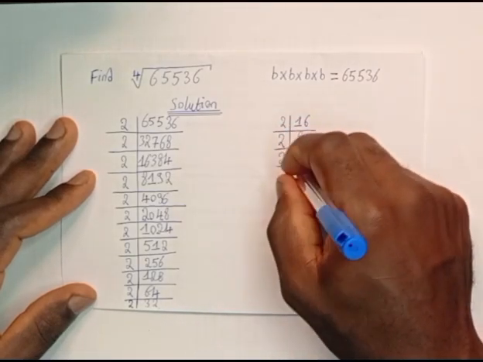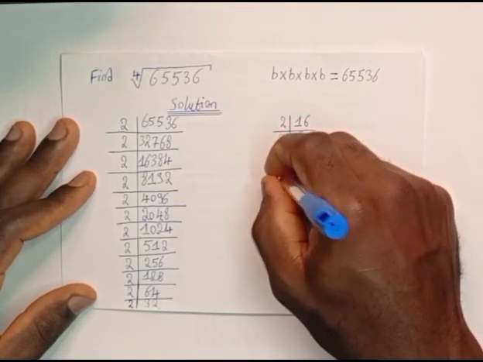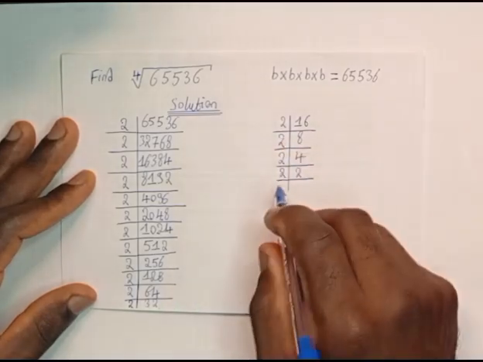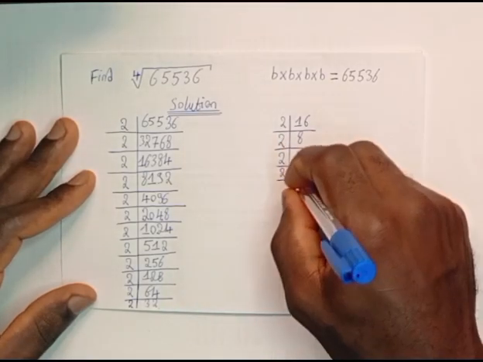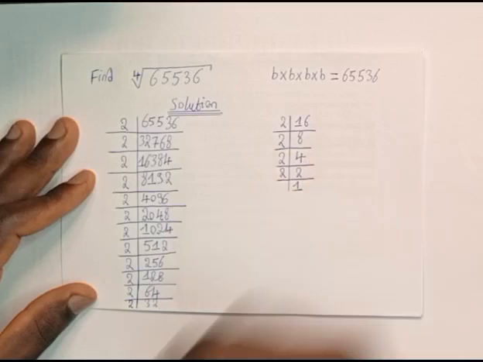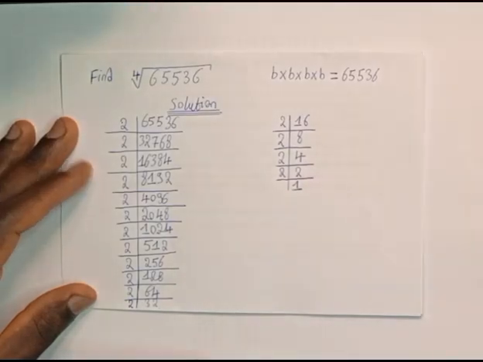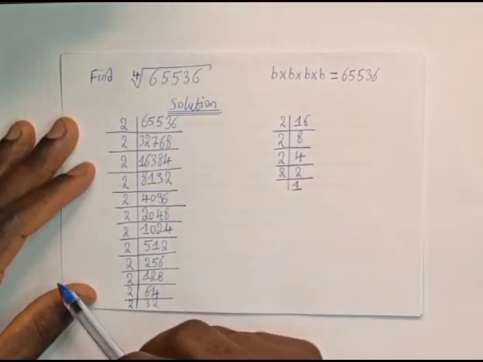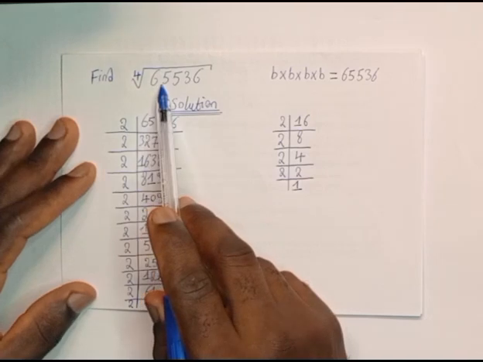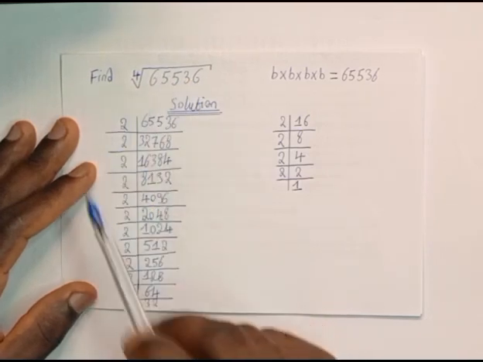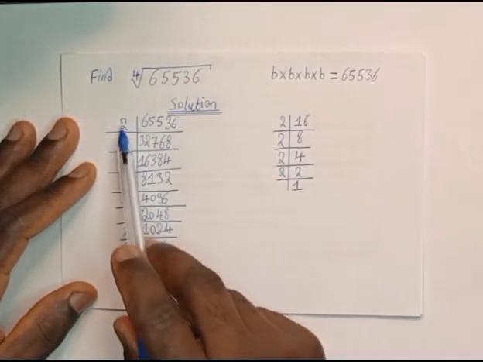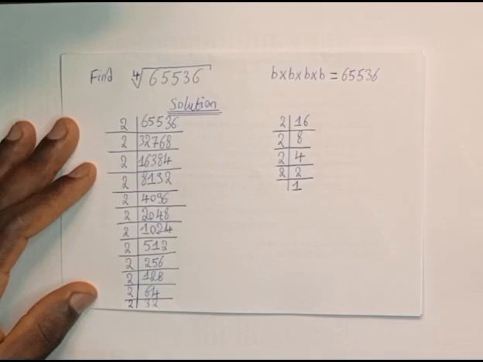4 divided by 2 gives us 2, which is an even number. We bring down 2 again. 2 divided by 2 gives us 1. When we reach 1, that means the division has ended. Since we are looking for the fourth root of 65,536, we are going to group the 2's in groups of 4.